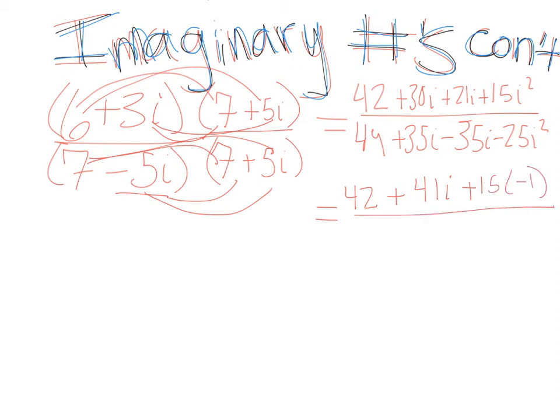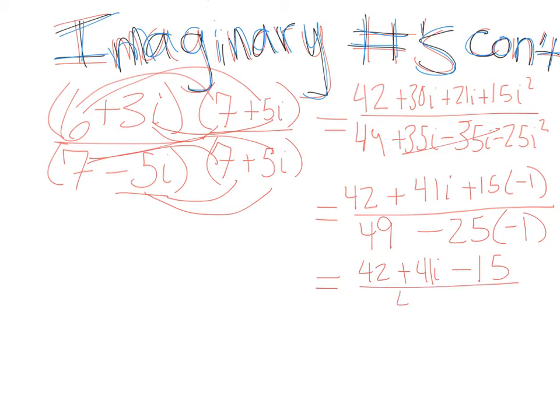So in the denominator, we're going to do the same thing. We're going to combine like terms, and when I combine 35i and a negative 35i, they end up canceling out. So I'll end up with 49 minus 25. And remember, i squared is the same thing as negative 1, so I'm going to change that into a negative 1. Okay, so then simplifying further, that's 42 plus 41i. And then 15 times negative 1 is going to change that into a minus 15. And in the denominator, negative 25 times a negative 1 will change that to a plus 25.